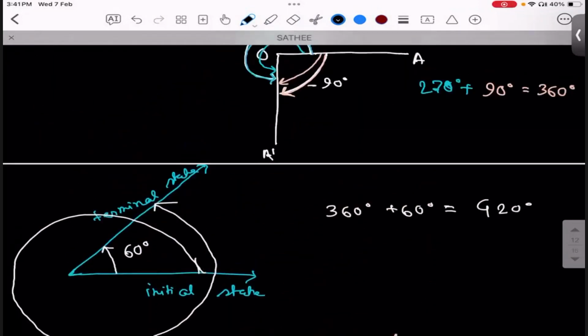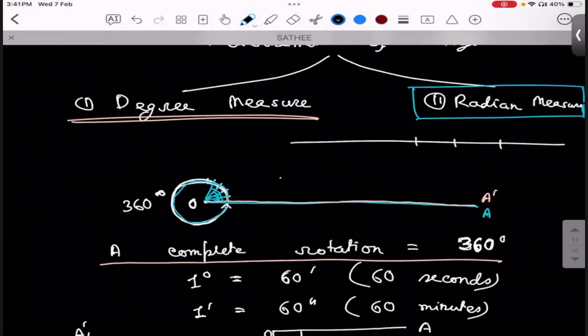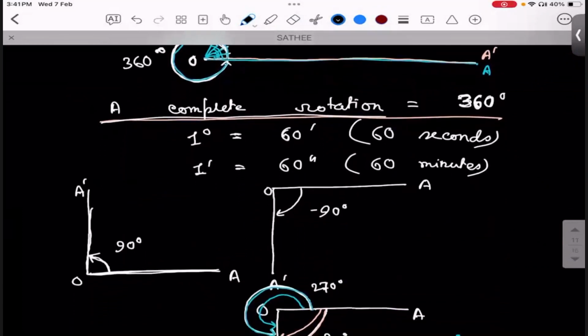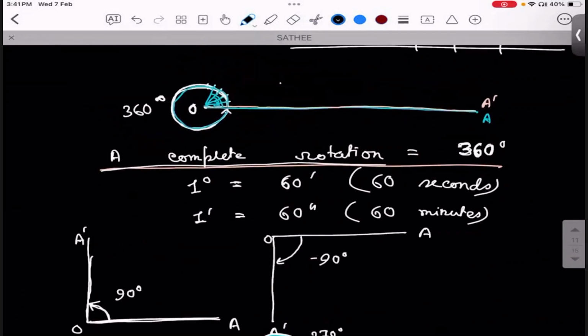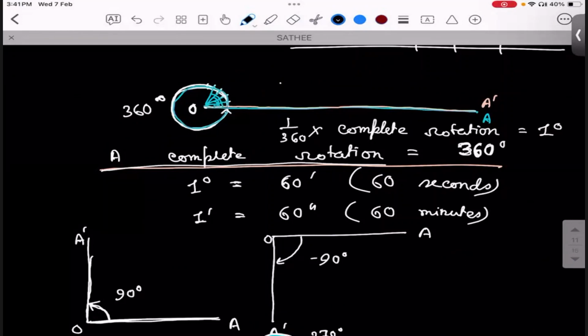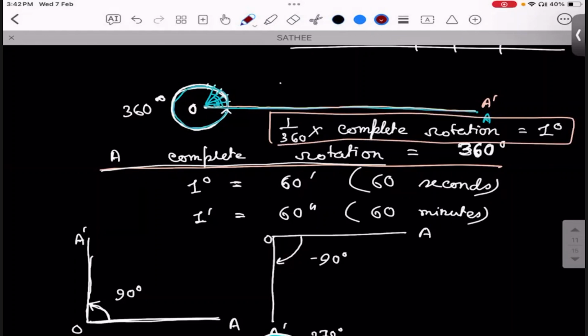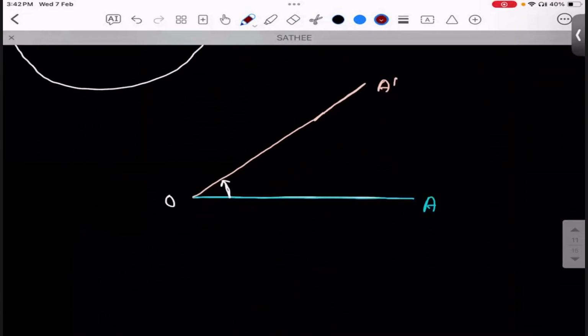Like we understood here what is 1 degree. 1/360th of a complete rotation equals 1 degree. Like you can write here, 1 into 360 into complete rotation equals 1 degree. Okay, so this thing is okay. Now what is 1 radian?